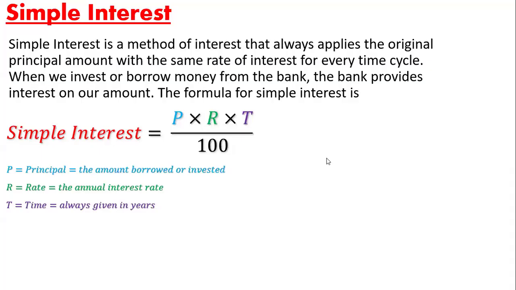Her name is P. What does P stand for? P stands for principal. The amount borrowed or invested. Very good.